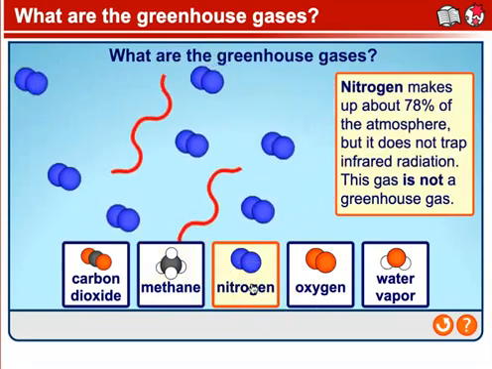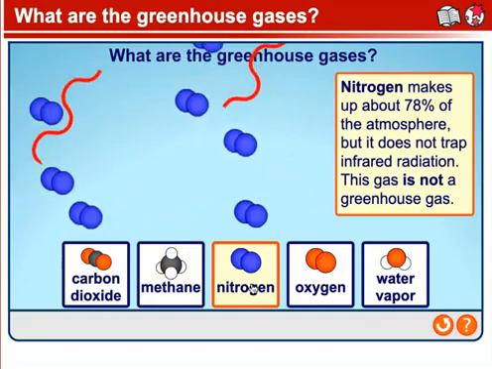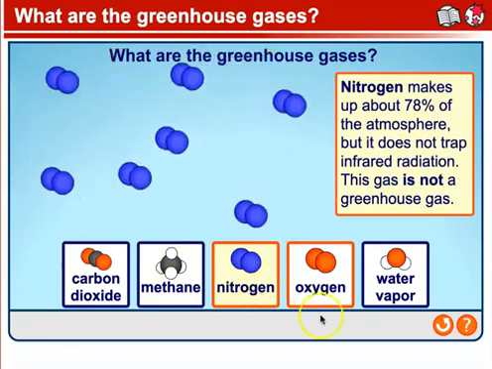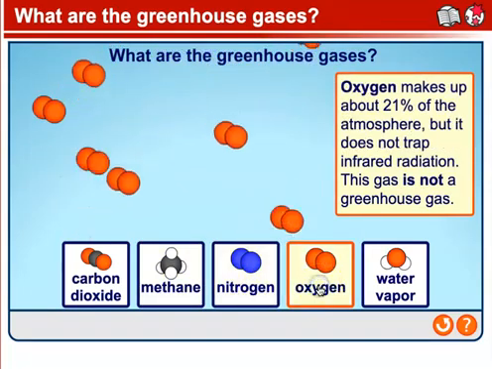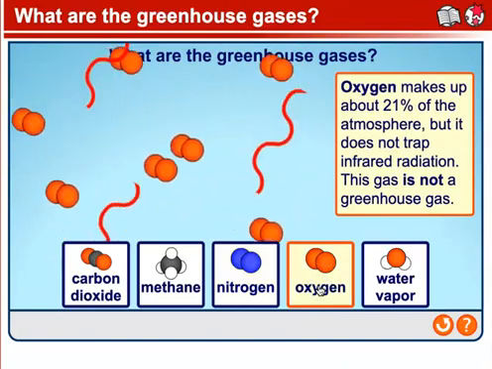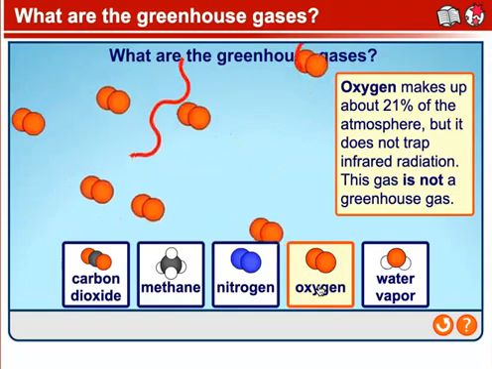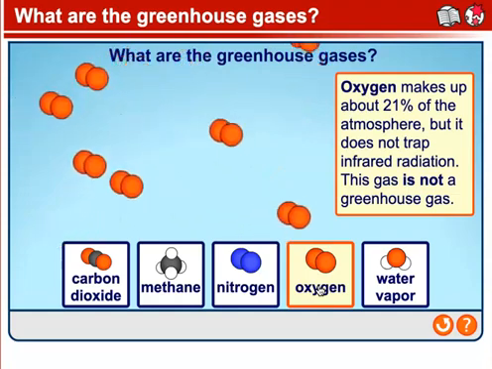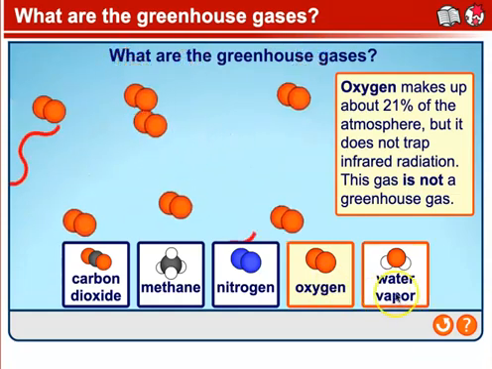Nitrogen makes up about 78% of the atmosphere, but it does not trap infrared radiation. It is not considered a greenhouse gas. Oxygen makes up about 21% of the atmosphere, but it does not trap infrared radiation. Again, this is not a greenhouse gas.